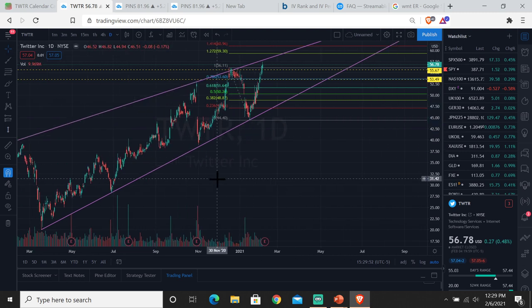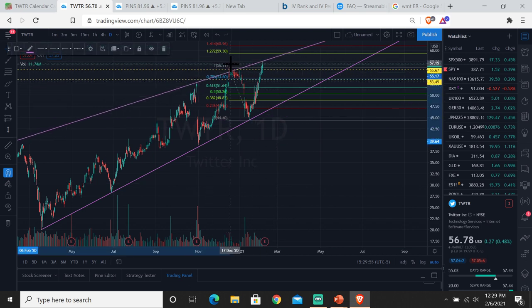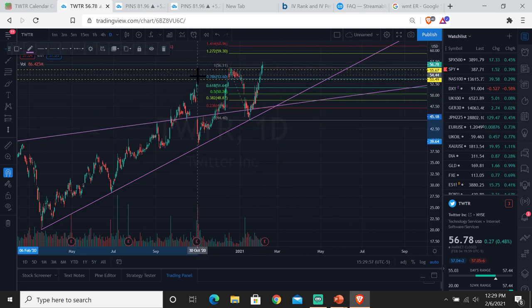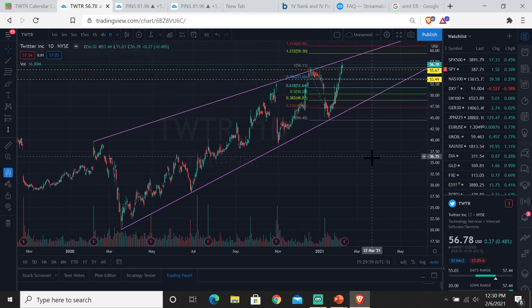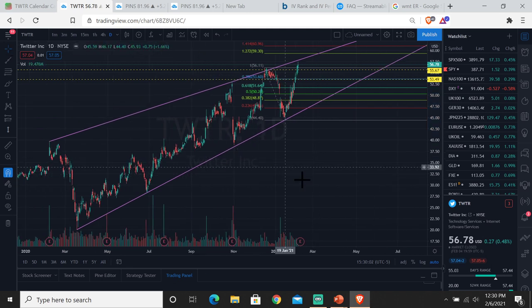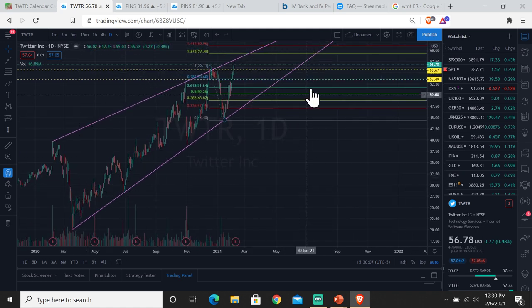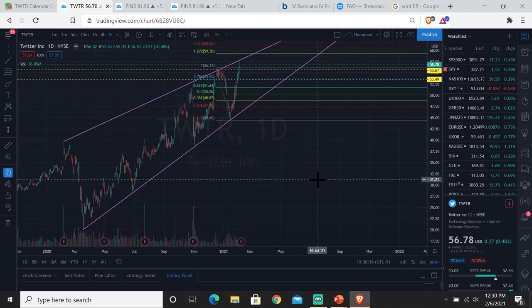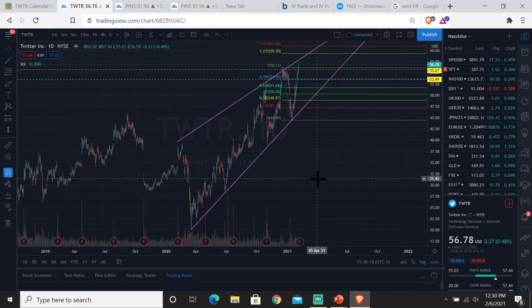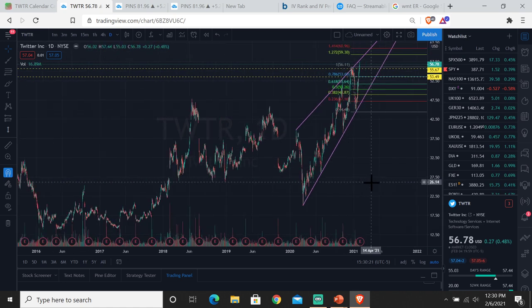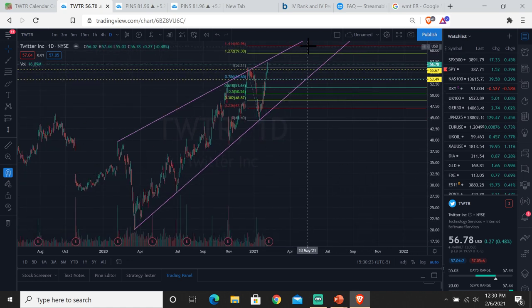Something like that. Maybe adjust this a little bit. Or I guess I could use this. So if I was a bear, I'd be looking at this as a possible rising wedge. And I'd be like, oh, it's going to keep going up, and at some point, it's going to break down, right? That's what rising wedges do. It's supposed to be a bearish reversal pattern, basically. But there's so much room here for it to go up still.